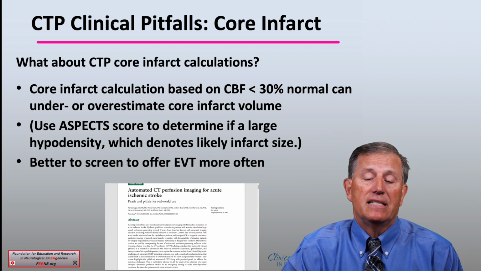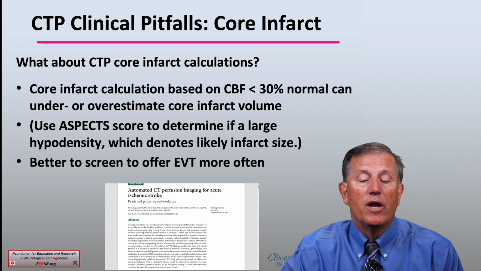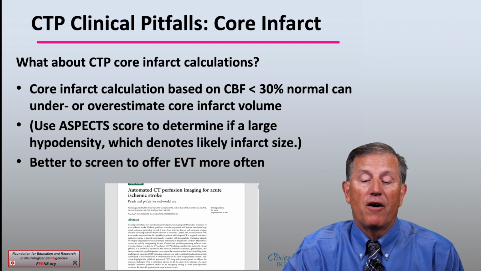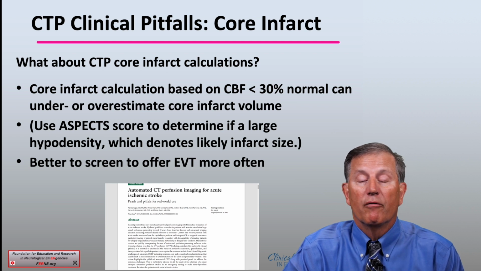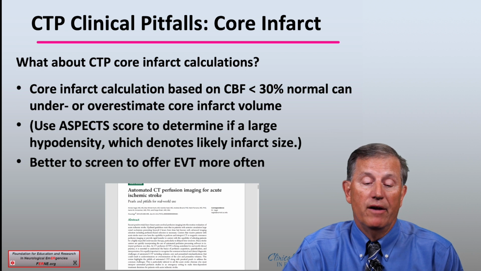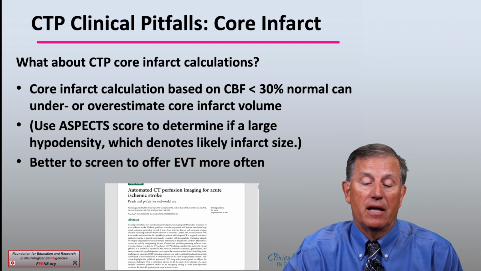What about the CTP core infarct calculations? What are some pitfalls there? We know that the traditional core infarct calculation is based on a CBF less than 30% of normal, and we know this assessment can both under or overestimate the size of the core infarct volume. And it's important then to use the ASPECTS score to determine if a large hypodensity, which denotes the likely infarct size, is related to an acute stroke.